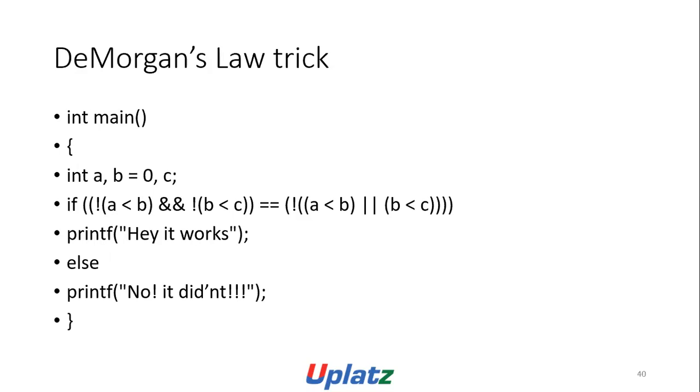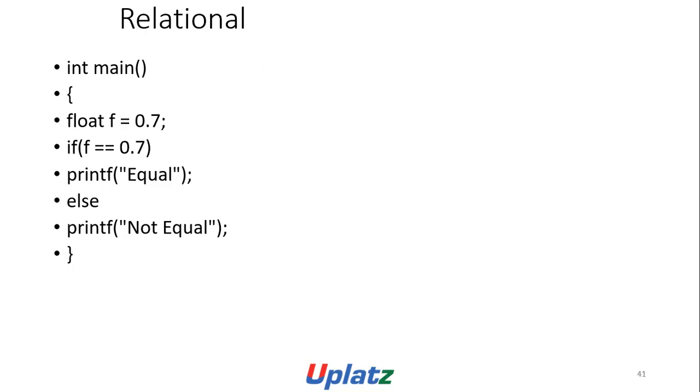De Morgan's law trick: int main, int a, b = 0, c; if (!(a < b) && !(b < c)) equals !(a < b || b < c). It works, else no, it did not work. Another example: int main, float f = 0.7; if f is equal to 0.7, print equal, else print not equal.